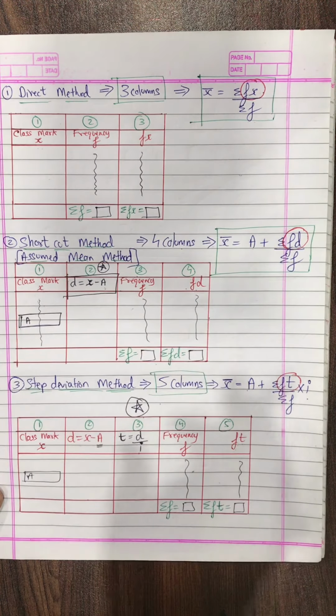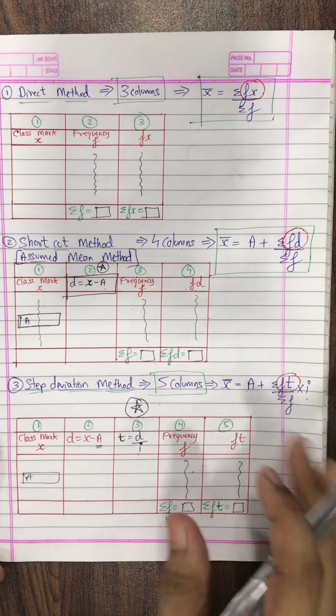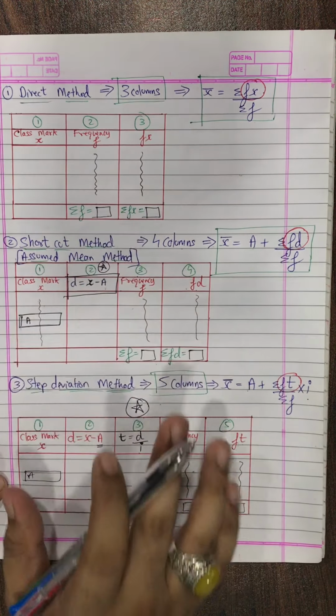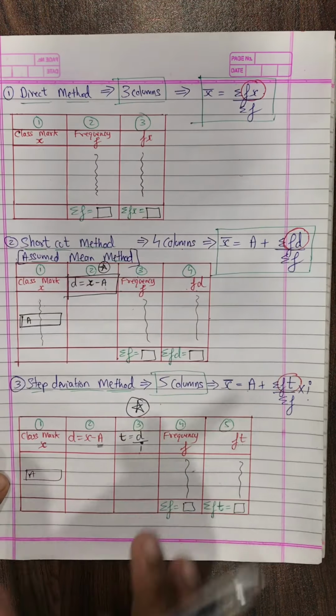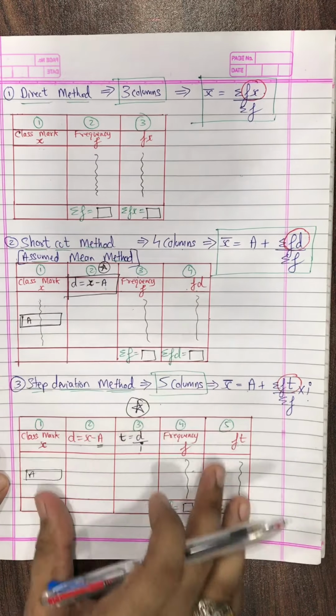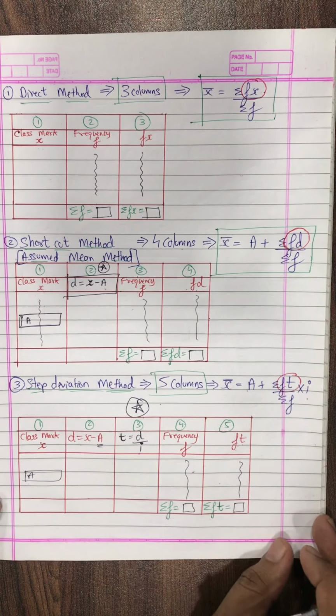Please now pause the video, and I want you all to copy as it is what I have done. Just don't change the way either. Draw the tables in the same sequence as I have written and mentioned. Please pause the video, students, and do it fast.